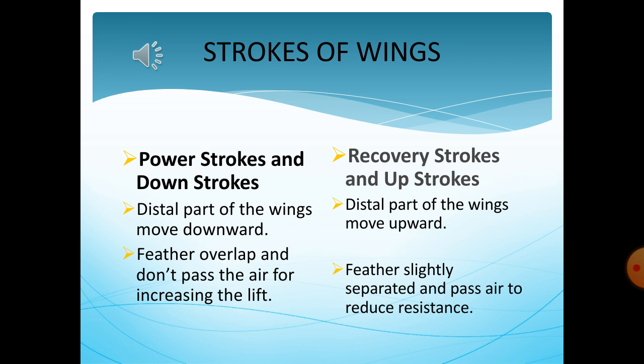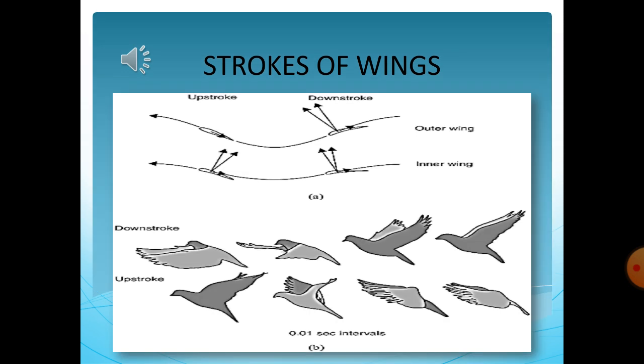Why do birds use power stroke and why do birds use recovery stroke? Birds use power stroke for increasing the lift, and birds use recovery stroke to reduce the resistance of air. During power stroke, the edges of bird feathers overlap and therefore trap the air and improve the lift. But in recovery stroke, the edges of the feathers slightly separate and pass air to reduce resistance.